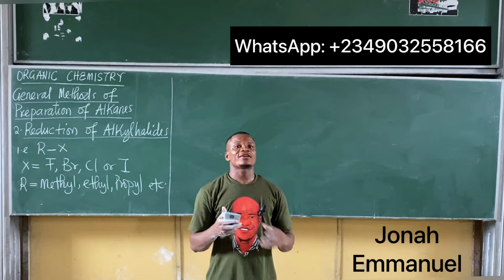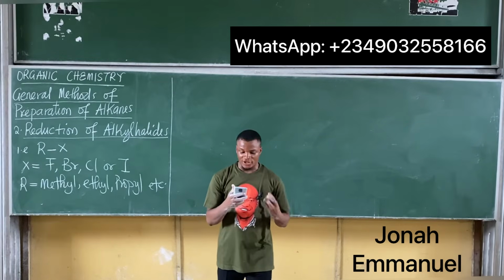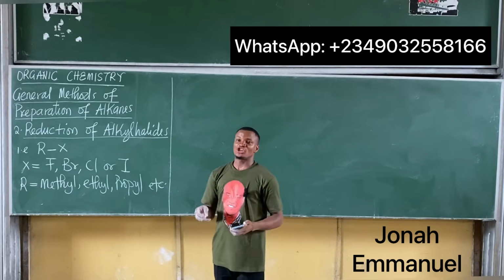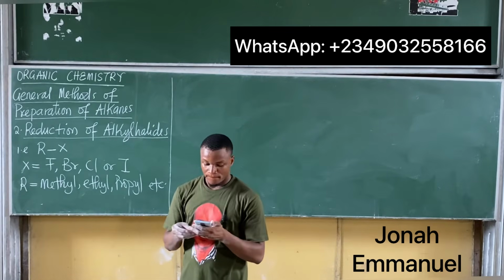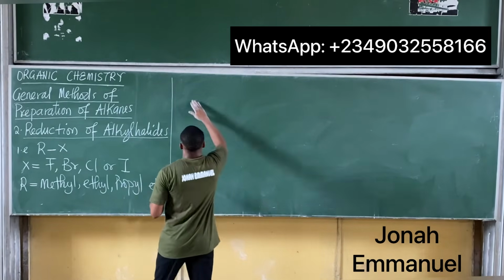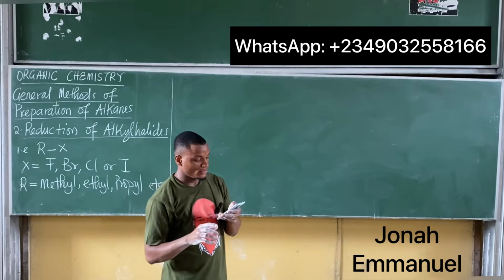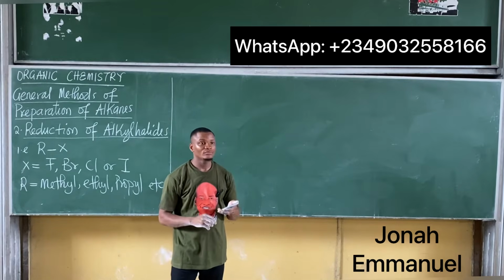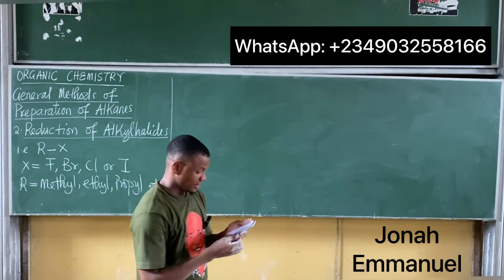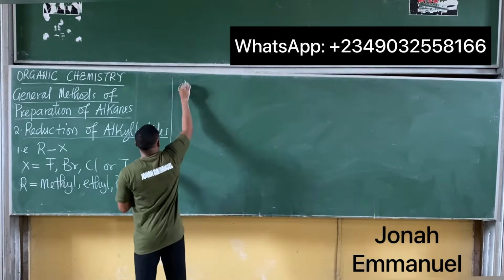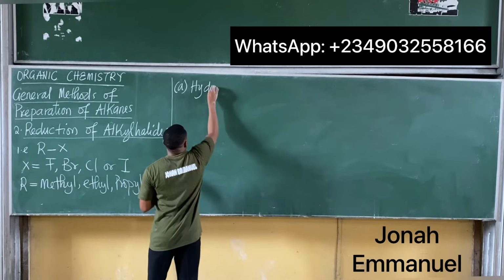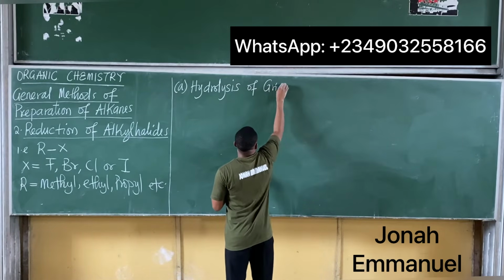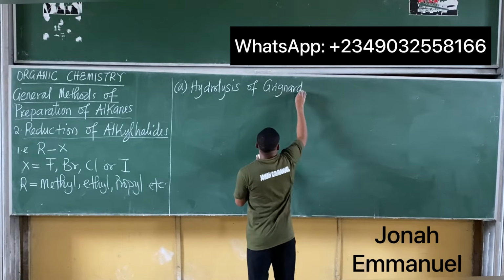Paragraph. In these reactions, the halogen, X, of the halide is replaced by hydrogen. This can be done in 2 ways.